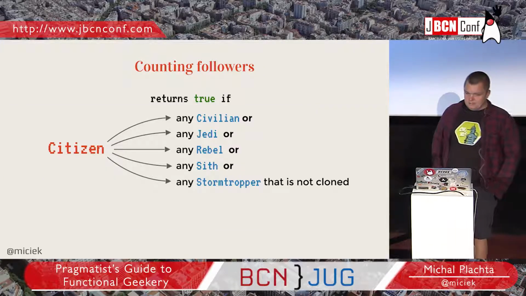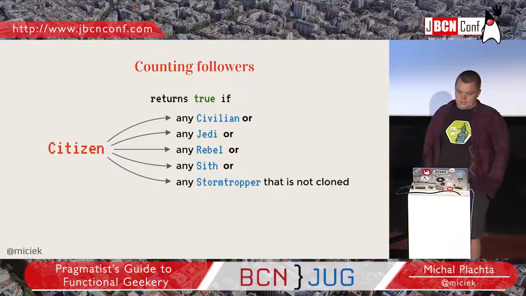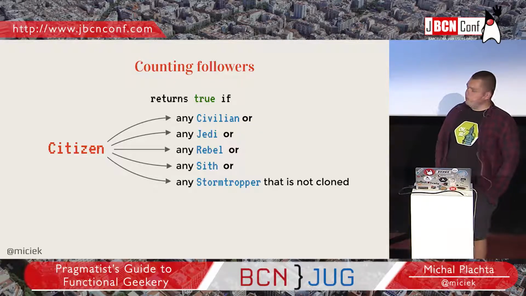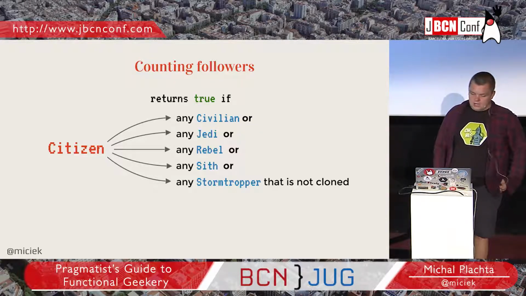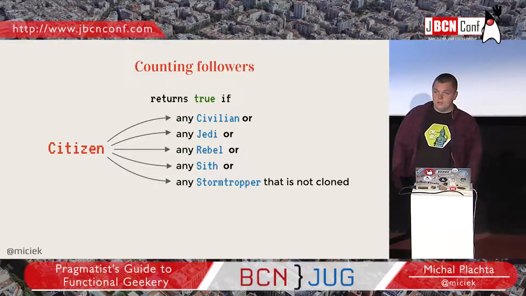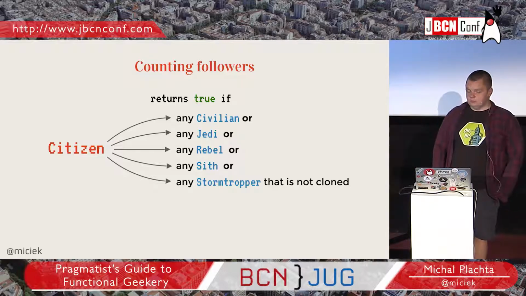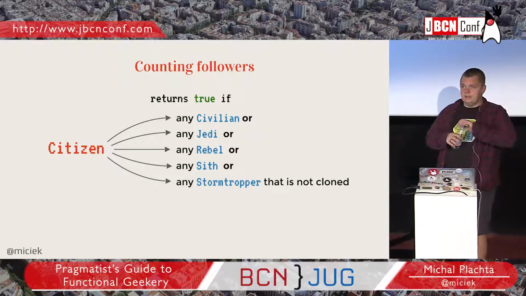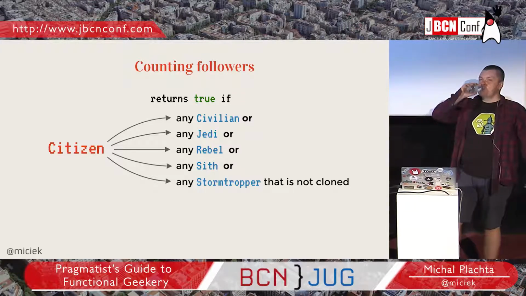So in order to implement the lambda that we need to provide to the count, we need to decide how to count the citizens. If it's a civilian, Jedi, rebel, or Sith, we need to count them as followers, but if it's a stormtrooper, only the one that is not a clone should be counted as followers. So what can we use? What technique can we use in order to implement that? That's a question for you.